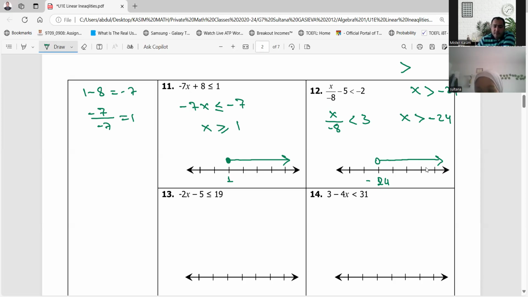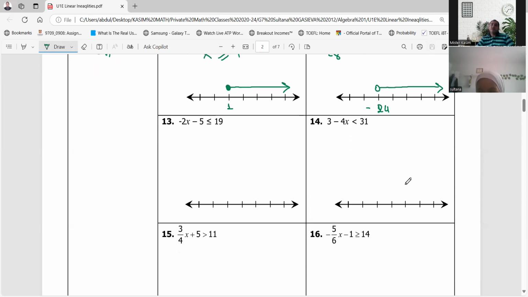Okay. That's it. Sultana, one more question, solve it, and let's finish the class. 13. Now try to do it a bit faster, okay? The last question.